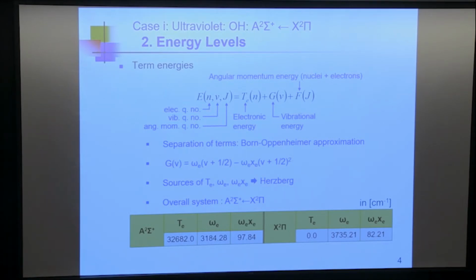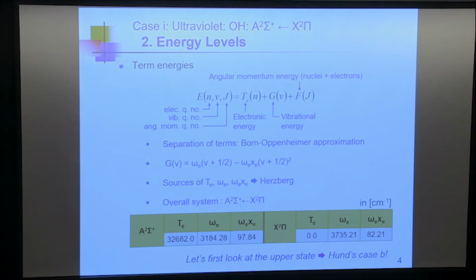So electronic transition energy is 0. There's a number and a number. The vibrational terms are easy. I just need omega E and omega XE. All the work is in the rotational analysis. And all the confusion is in the rotational analysis.